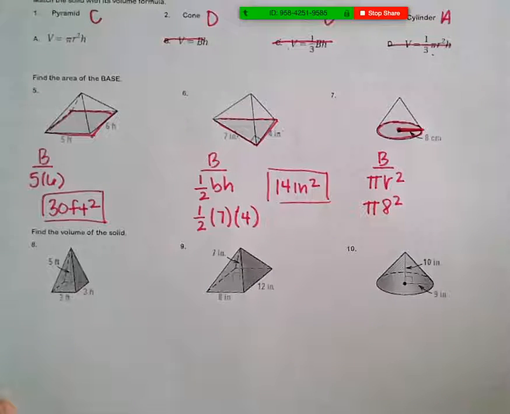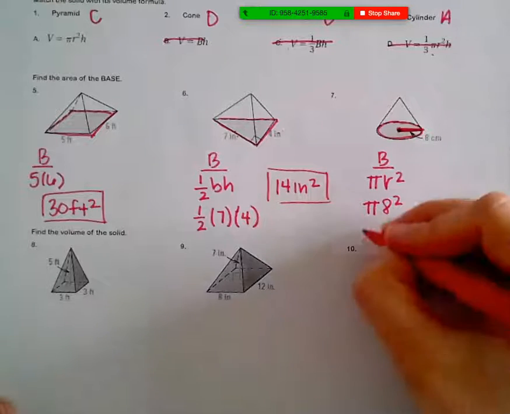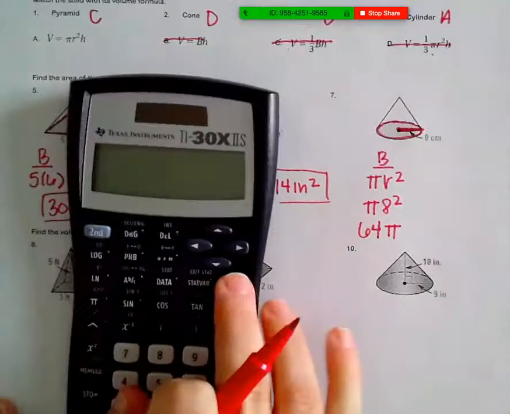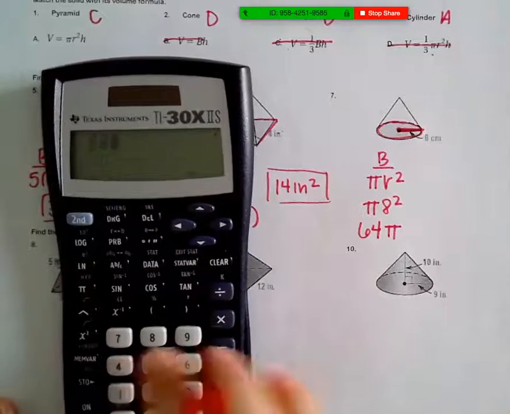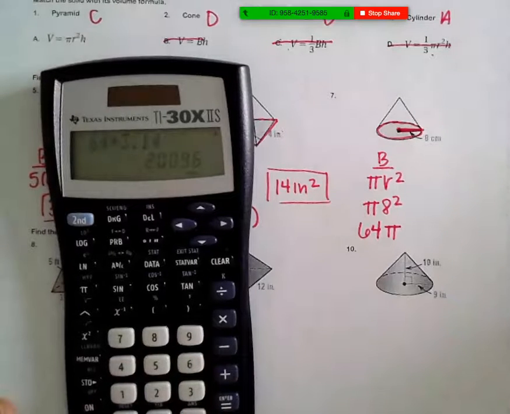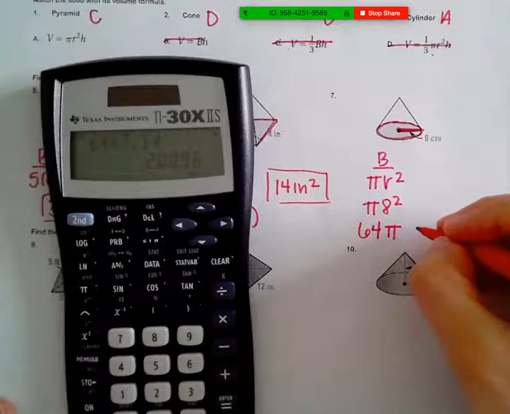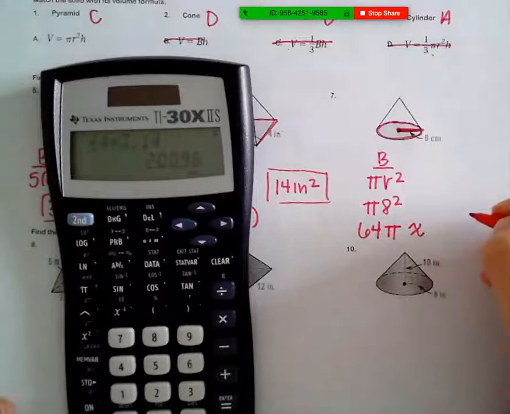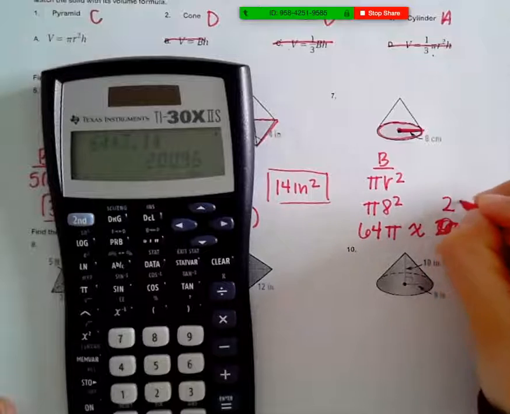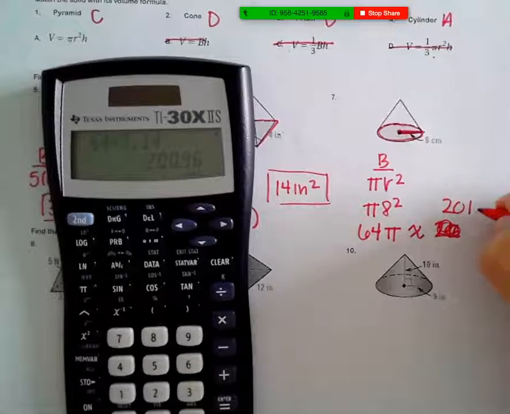So what is 8 squared? 64. Yep. So now we have 64 pi. Let's see what we get. 64 times 3.14 is 200.96. So should we just round up to what? 201? Yeah. 201 centimeters squared.